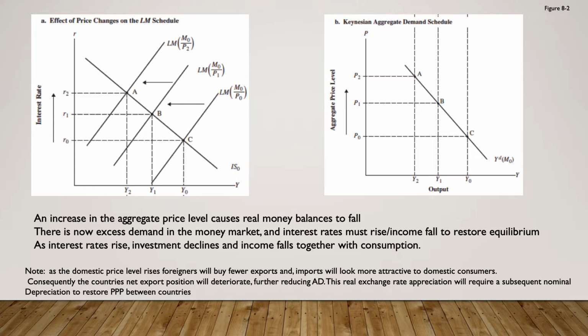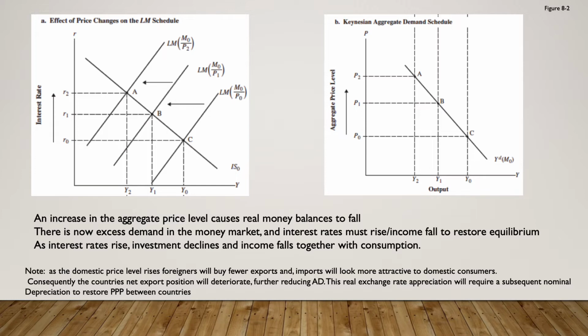We can continue this exact same explanation moving from point B to point A. Again, the idea is as the price level increases, real money balances fall, interest rates rise, consumption and investment decline, and we see a lower level of income.